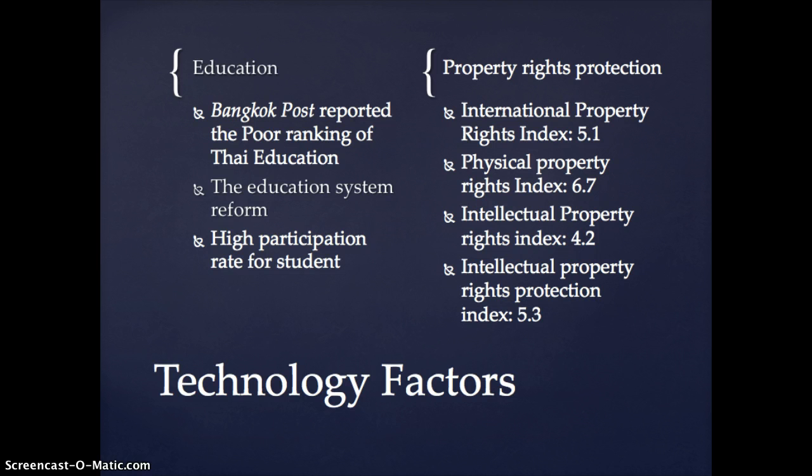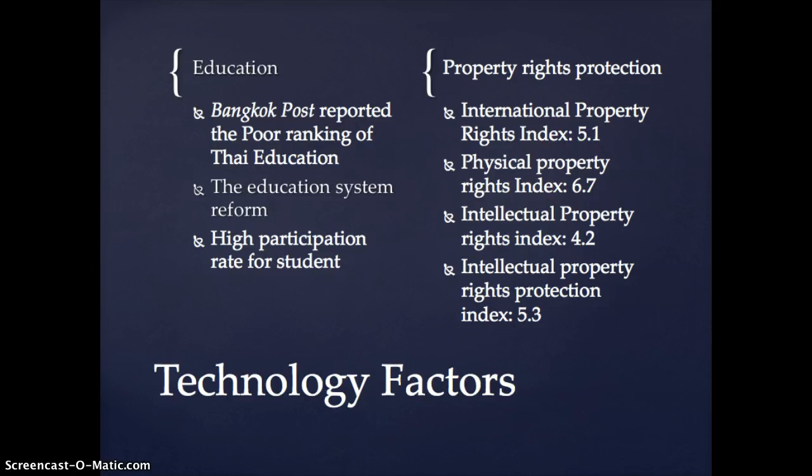Also, property protection rights are fairly low, but there are a few good ones. The International Property Rights Index ranked 71 out of 130. The physical property rights ranked 38th out of 130, which is very good. And the intellectual property rights ranked 95 out of 130, and the intellectual property rights protection ranked 89 out of 130. Again, overall, their property rights are fairly poor and not very good.